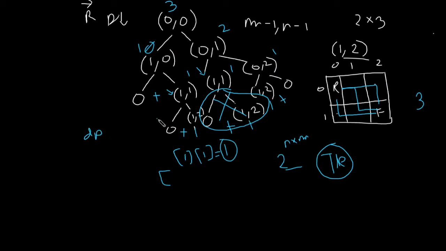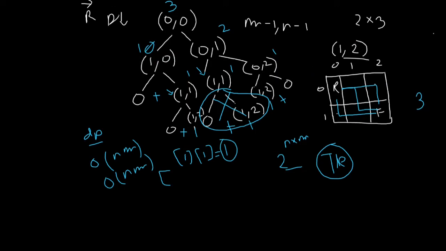Now let's see how we achieve this using dynamic programming. We are going to solve this problem in big O of m cross n, and since we are using a dp of size m comma n, the space complexity will also be m cross n. Now let's see how we are going to solve this using dp.